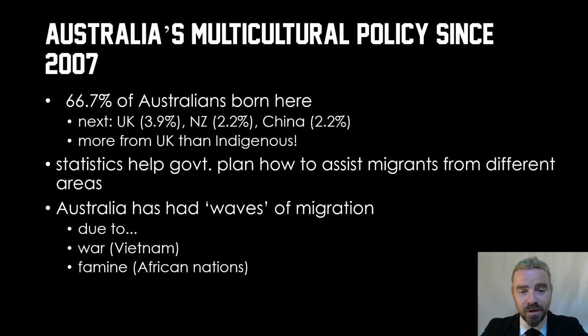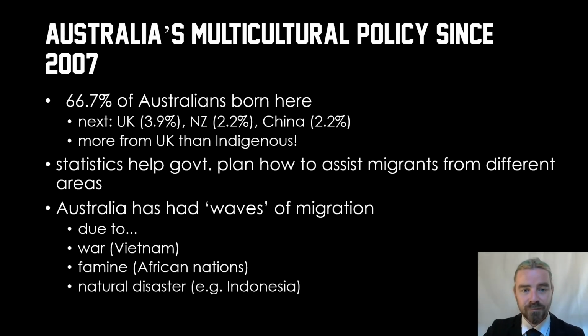Famine. So, if there's a famine in your home country, for example, the various famines that have taken place over the last 40, 50 years, if you know you're going to die of starvation in your home country, then you're sure as heck going to try and migrate to a country that's got lots of food, like Australia.